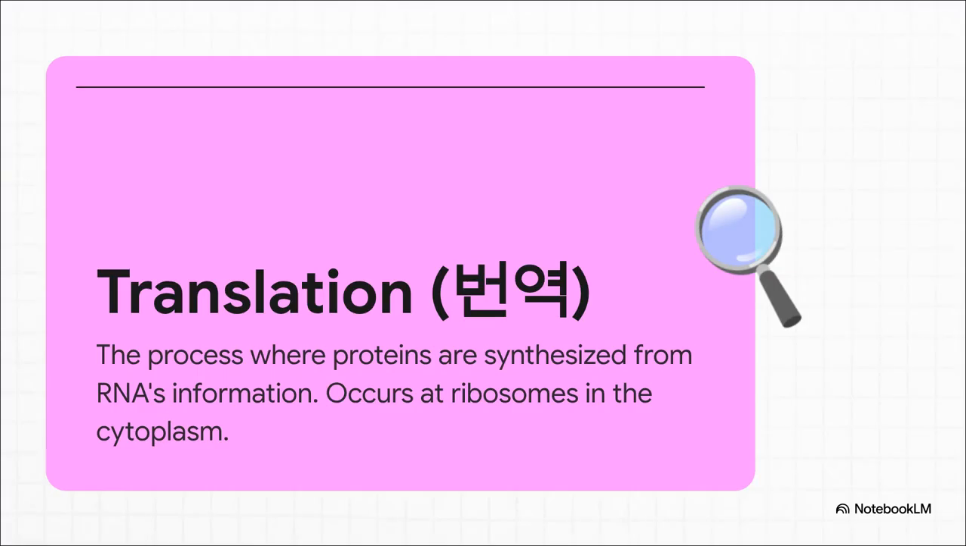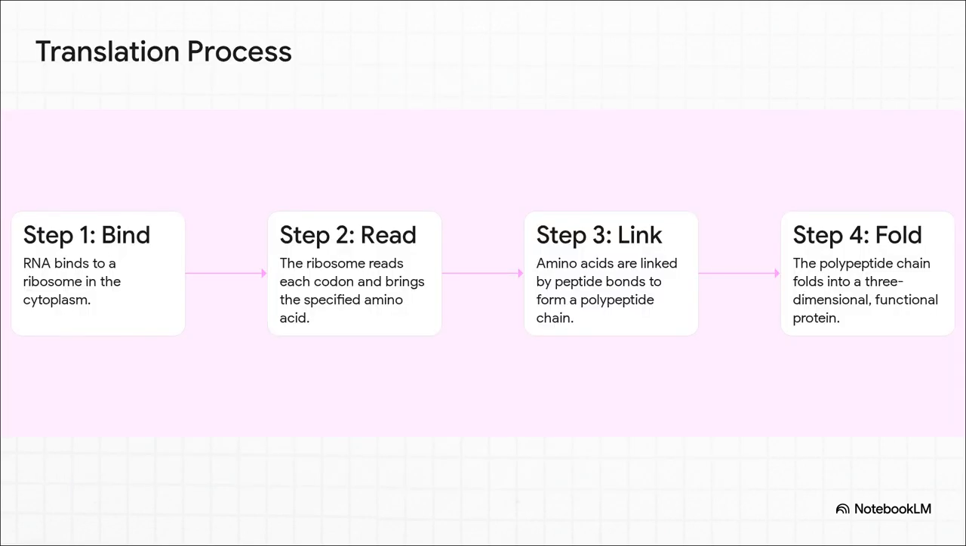This final stage is called translation, and it's pretty much what it sounds like. It's where the language of genes, which is written in nucleic acids, gets translated into the language of proteins, which is written in amino acids. This all goes down outside the nucleus, in the cytoplasm, at this amazing little molecular machine called a ribosome. And here is where the real magic happens.